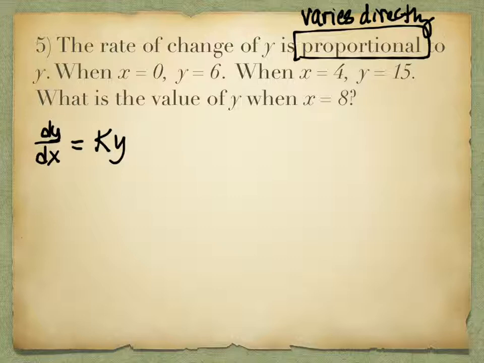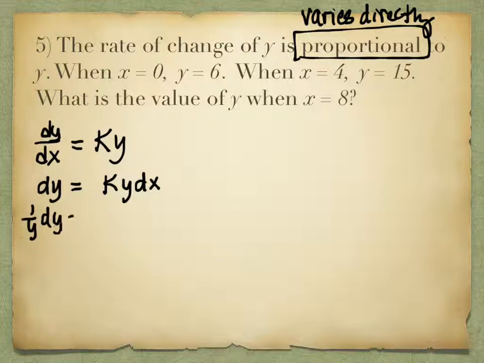All right, so we start out here. You guys know what to do. We've done these problems already. What are we going to do first? Move the dx. All right, so this is dy equals ky dx. Now what? Yeah, we got to get that y moved. So this is actually 1 over y dy equals k dx.